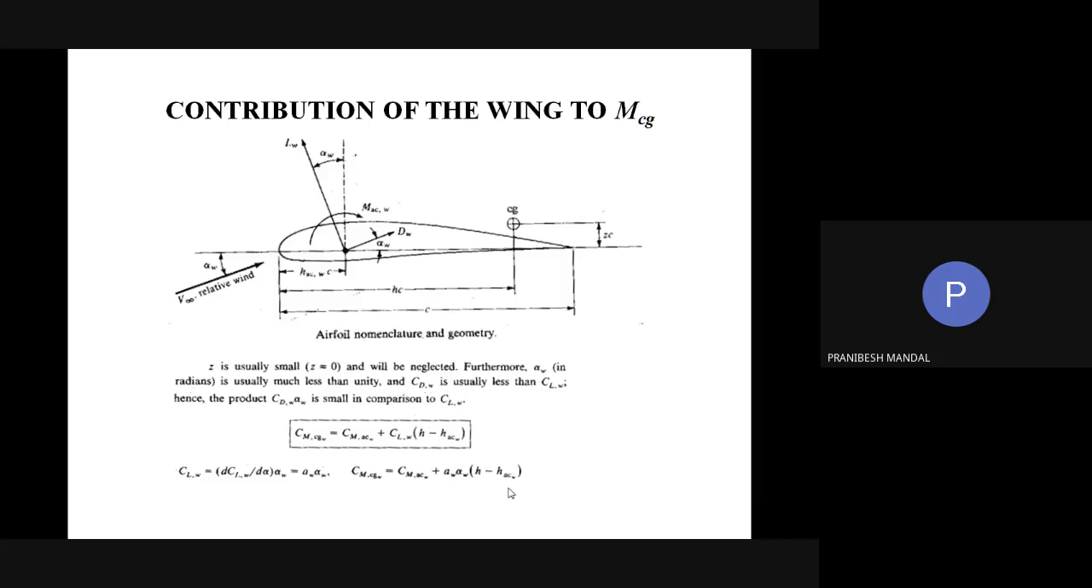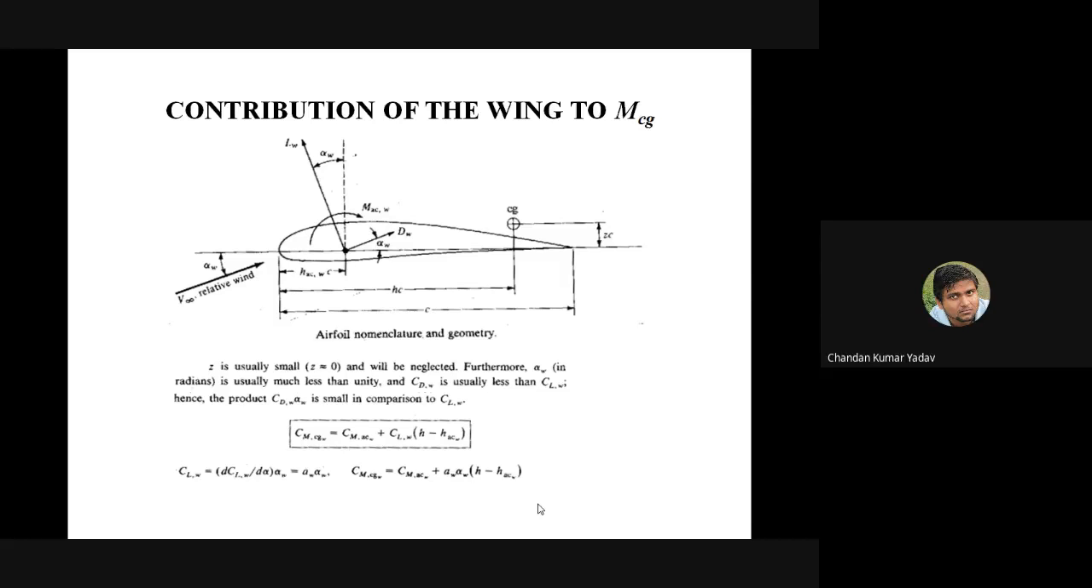Why are we neglecting the contribution of the tail? In the last class we saw that we will take it separately. The tail is a very important factor, so we will consider it separately. But the contribution of the body can be taken care of in this way, right? When we are having this data, we test the wing body combination in the wind tunnel to get this particular data. That we can do, right?